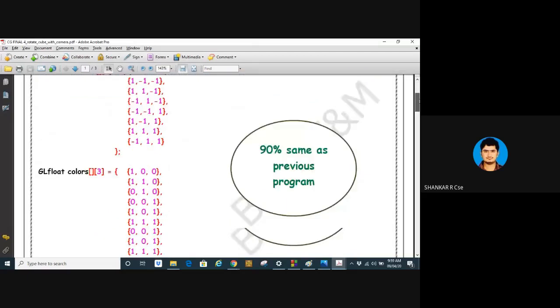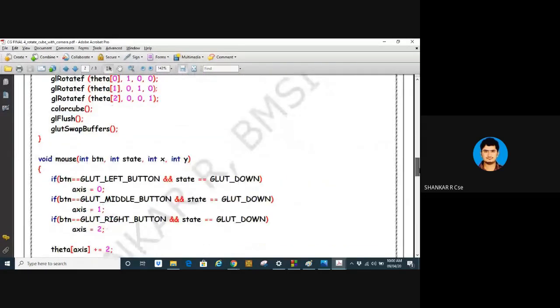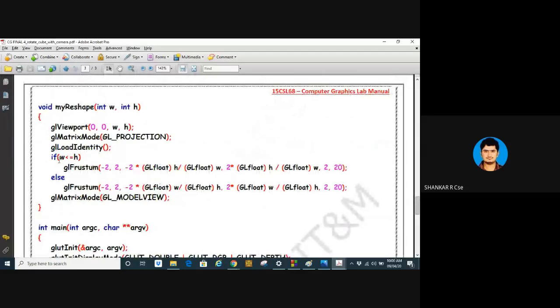So I have written in my manual, 90% same as previous program, except this guy. Instead of GL ortho, we use GL frustum. What do you mean by frustum? You take one paper. You remember I had talked about this in the class. Take a paper, fold it like a cone. That is actually a cone. Cut the lower portion. It becomes the frustum.